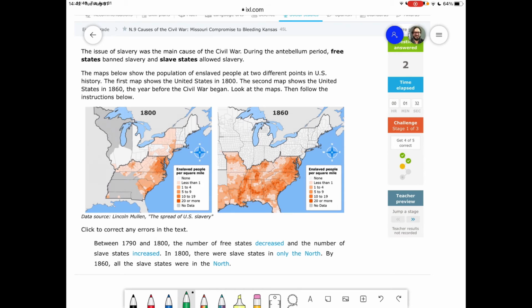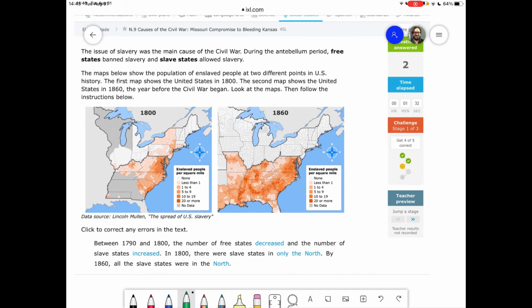The first map shows the United States in 1800. The second map shows the United States in 1860, the year before the Civil War began. Look at the maps, then follow the instructions below. Here, we are asked to identify any errors that are in the text and to correct them. Let's take a look at the text.